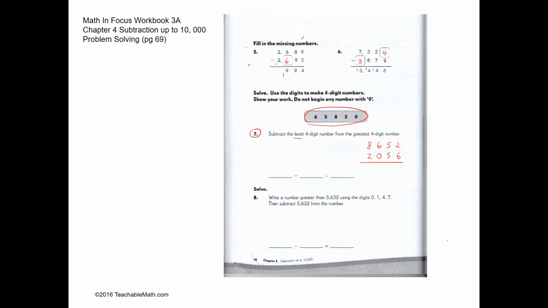Next, write a number greater than 5,632 using the digits 0, 1, 4, 7, and then subtract 5,632 from the number. So we have to find a number that is greater than that. So there can be lots of numbers. So we can write this, and we have to subtract 5,632 from the answer.